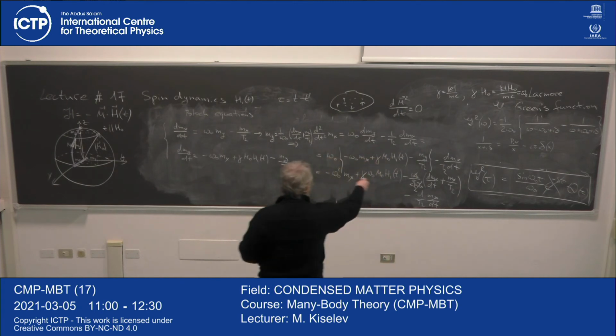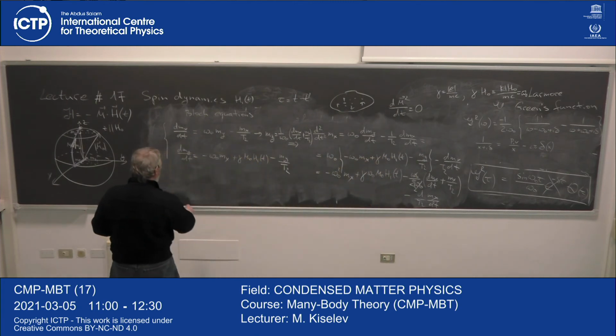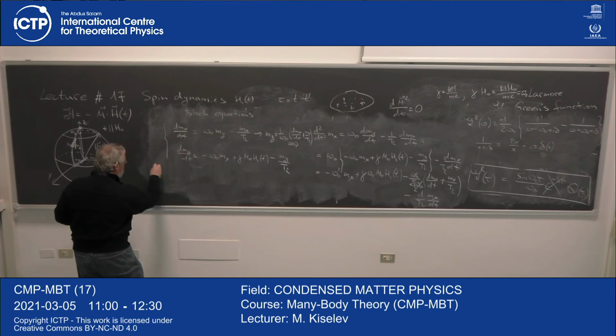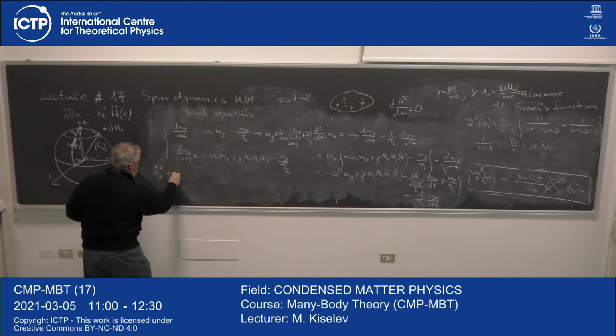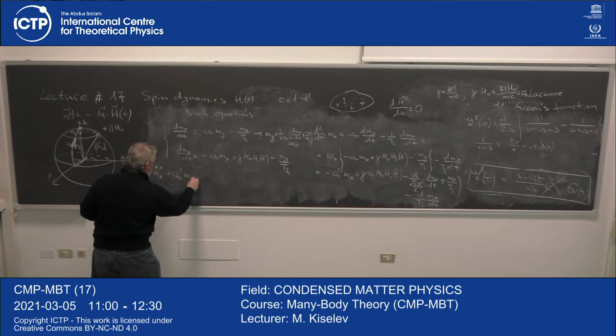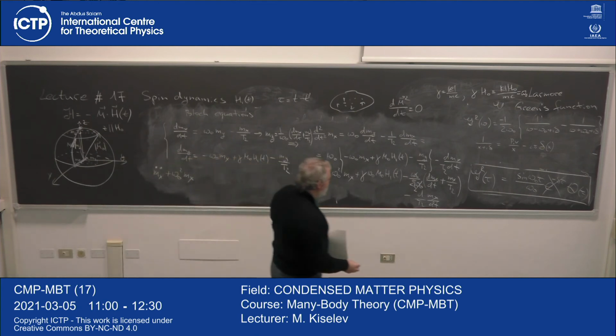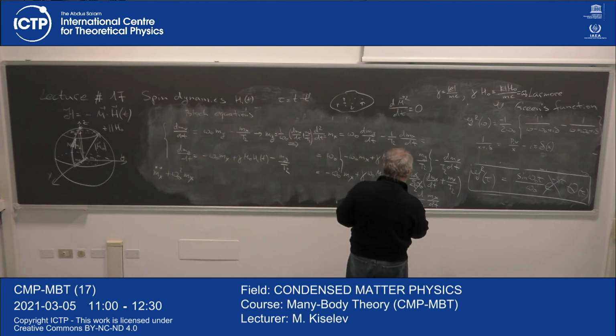Good. I will rewrite it here. So mx double dot plus omega naught squared mx. Then I have two terms. Omega naught over 2T dmx over dt.